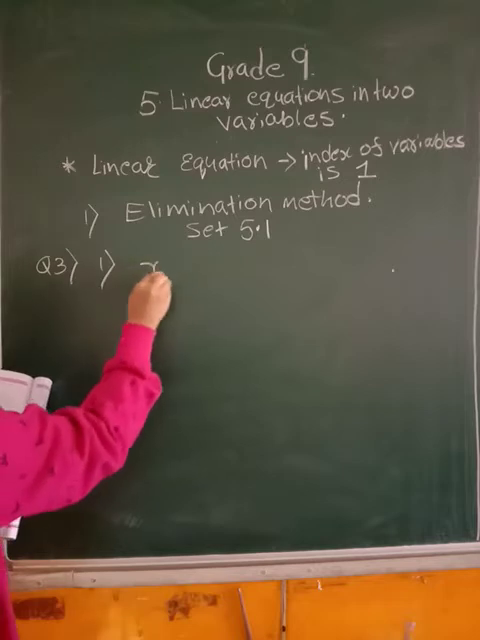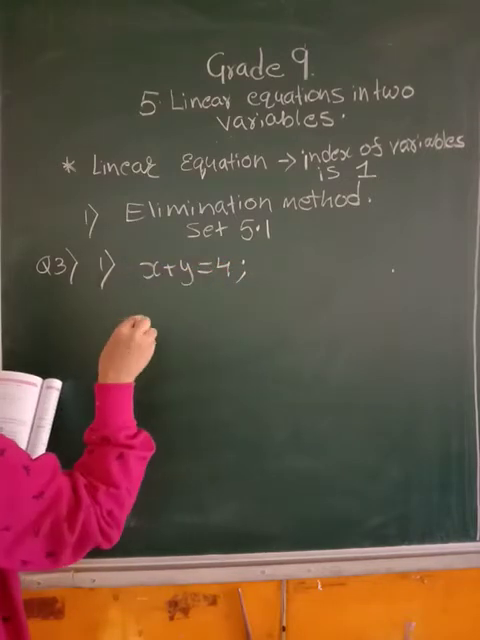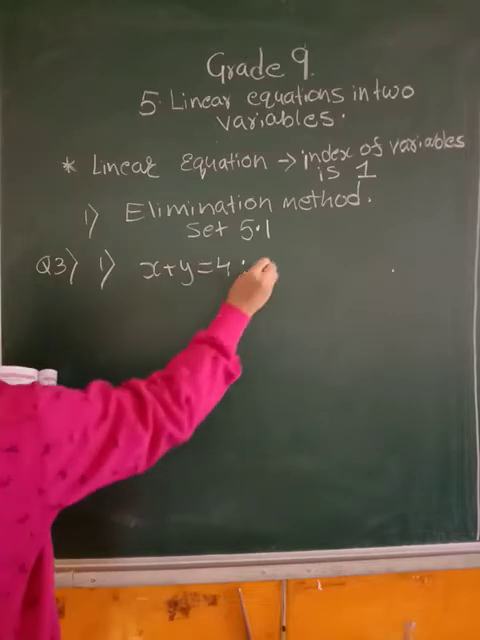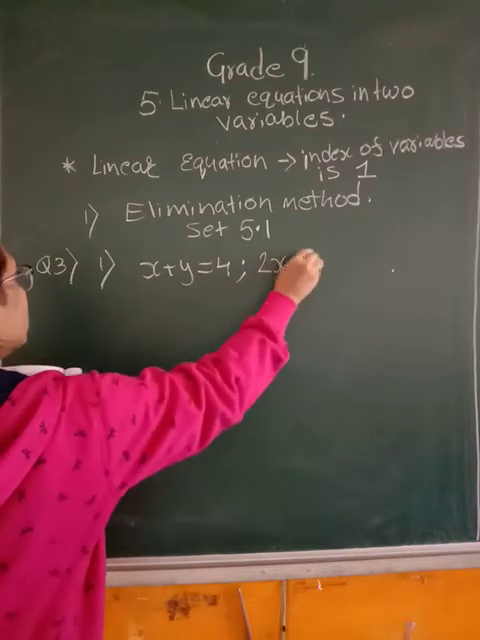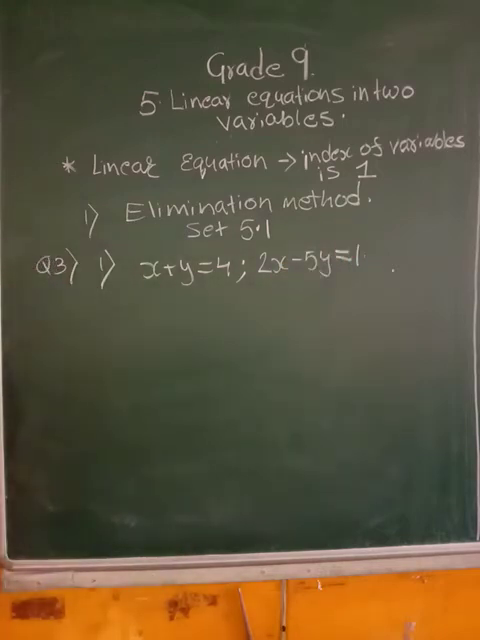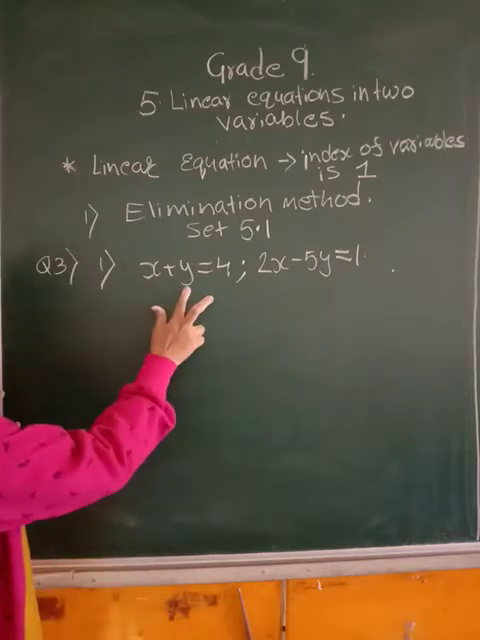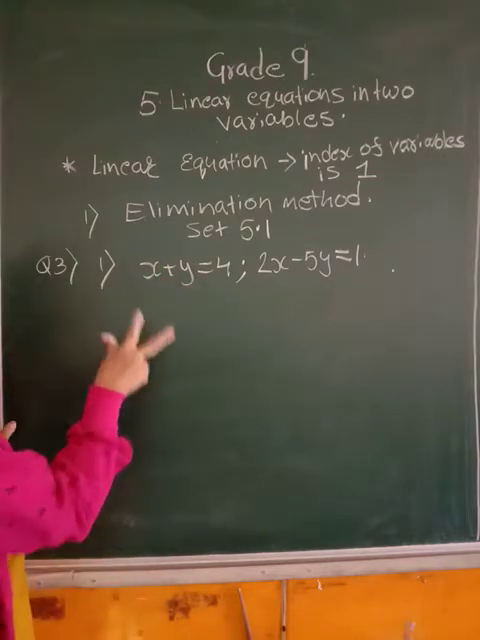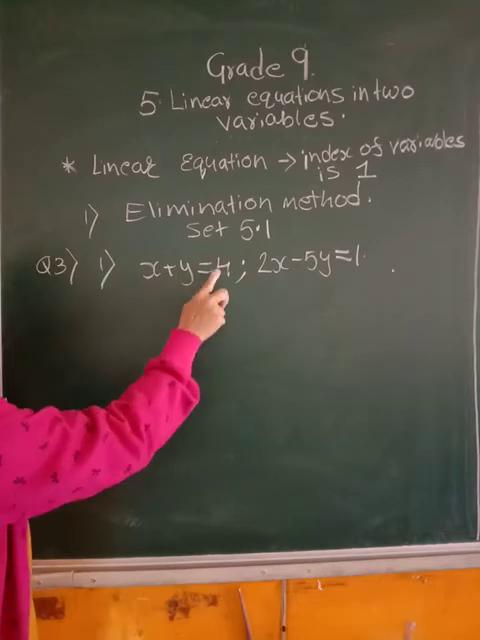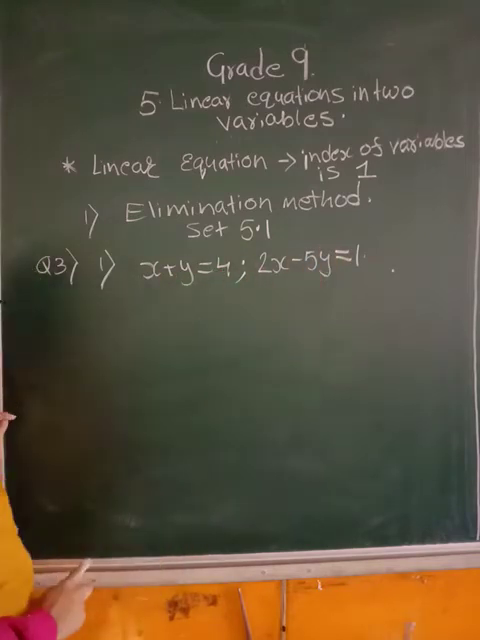So the equations are x plus y is equal to 4 and 2x minus 5y is equal to 1. These are the two equations. Now see, students, we have to find the values of x and y, that is, solve the equations so that the first equation gives answer 4 and this equation also gives answer 1.